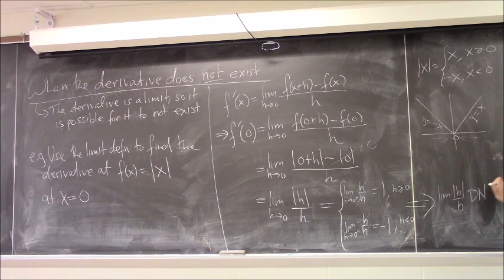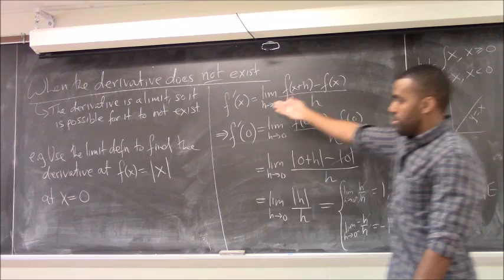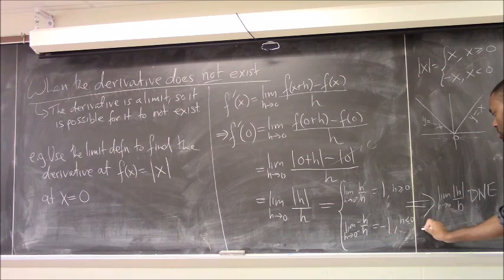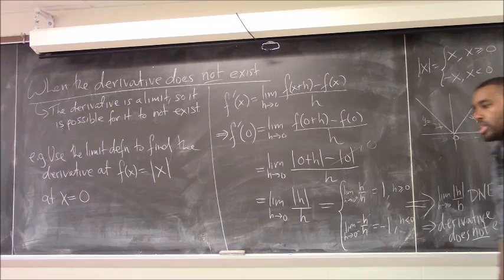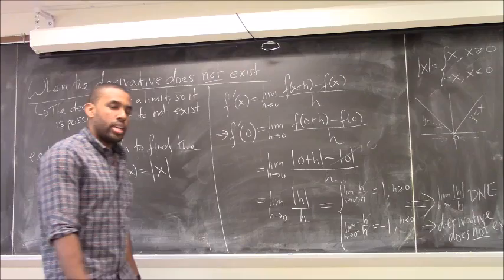So the derivative of the absolute value of x at x equals 0 is given by this limit, but that limit does not exist. It means the derivative does not exist. So it turns out at this function, which is a relatively simple function, you guys have all seen it before, it's impossible to take a derivative at a certain point. Why do you think that was?